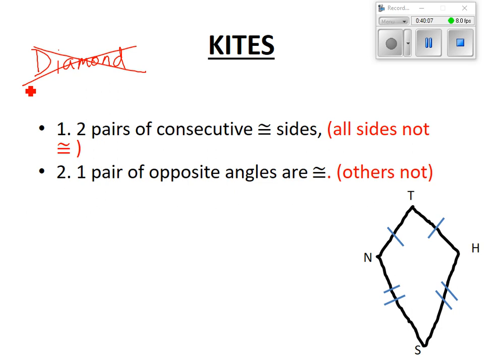A kite. Kite's a little different than the others. And if we go back to our family tree here, kite's like the oddball. So it is on its own branch out here.